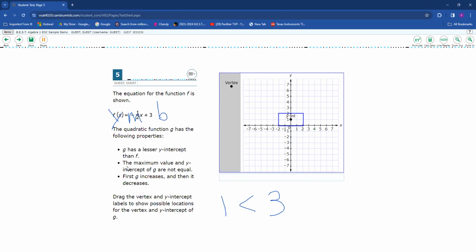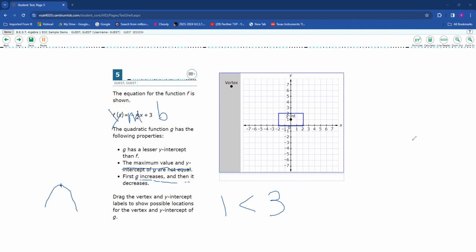Now it tells us that the maximum value of y, the y of the maximum value of function g and the y-intercept are not equal. So that means that this cannot be both the vertex and the y-intercept. It's going to be going down because it says g increases and then it decreases. So it's going to go this way. We know a quadratic is a parabola, so it's going to do that. But it says that the y-intercept cannot be the vertex.